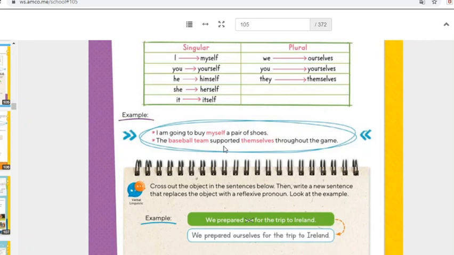We have two examples here. I am going to buy myself a pair of shoes. So remember, if I'm using I, the reflexive pronoun is myself. The baseball team supported themselves throughout the game. The baseball team, this is a lot of people, and we're talking about they. Como son muchos, estamos hablando de ellos, el equipo, ellos son muchos. The baseball team supported themselves throughout the game.